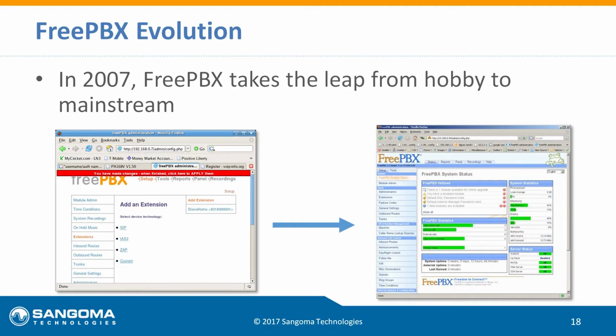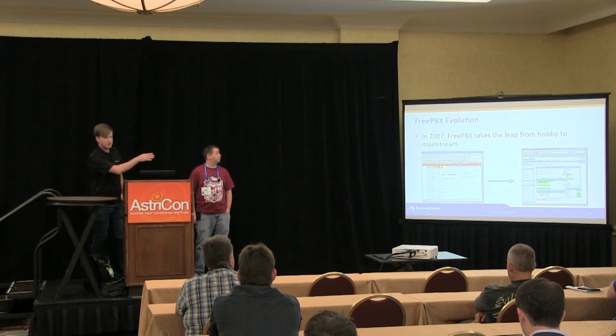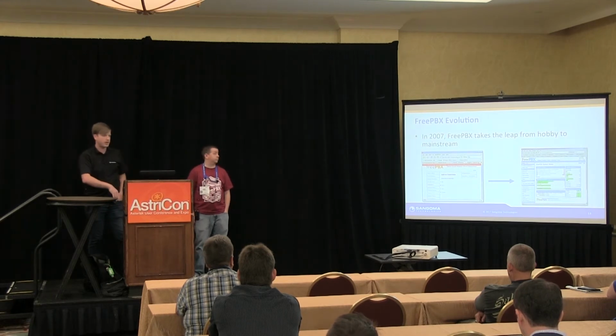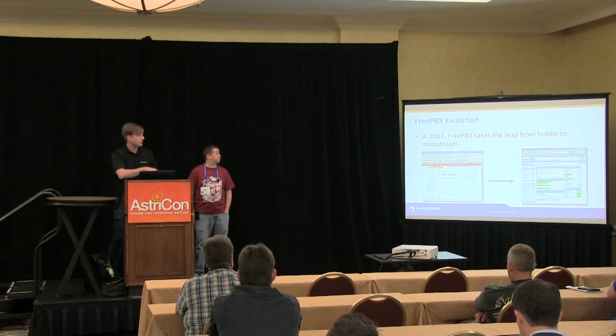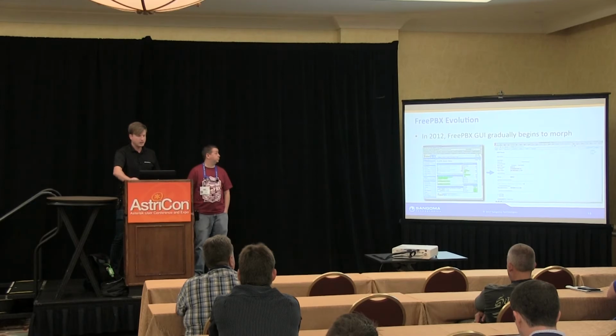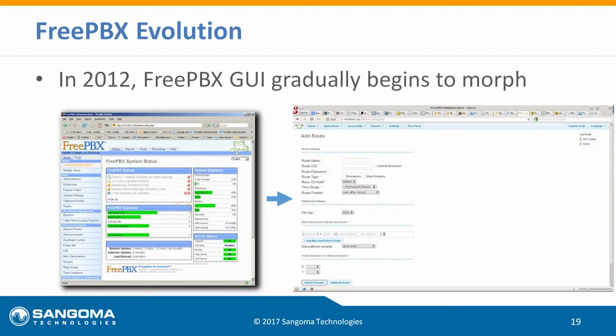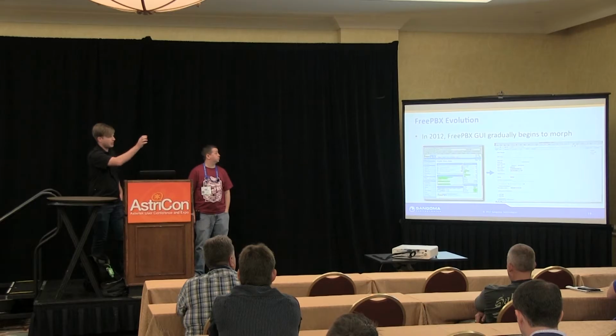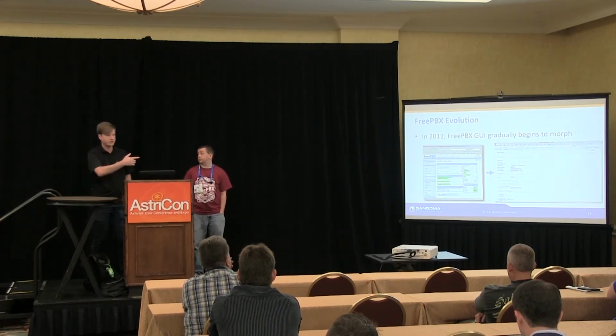And then in 2007, FreePBX takes the leap from hobby to mainstream. It became bigger and bigger, right? You can see the GUI changed again at this point. This is around 2.7 to 2.8. A lot more modules on the left side, and then some more links on the top there, right? And then in 2012, the FreePBX GUI gradually begins to morph. Now we move the left side onto the top bar up there, and now it's the drop-down menu system that you probably recognize today. This is FreePBX 12.